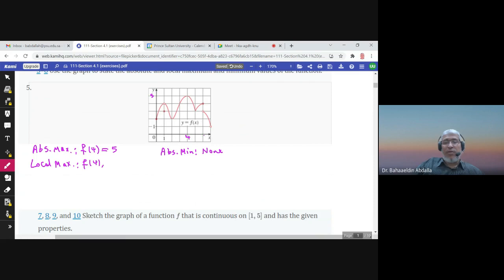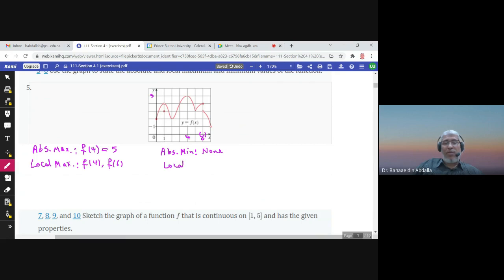Now, what about f of 6? F of 6 is indeed a local maximum because in an interval around 6, f of 6 is greater than f of 6.1, f of 6.2, f of 5.9, f of 5.8. So in an interval around 6, f of 6 is the highest point. So it is a local maximum.